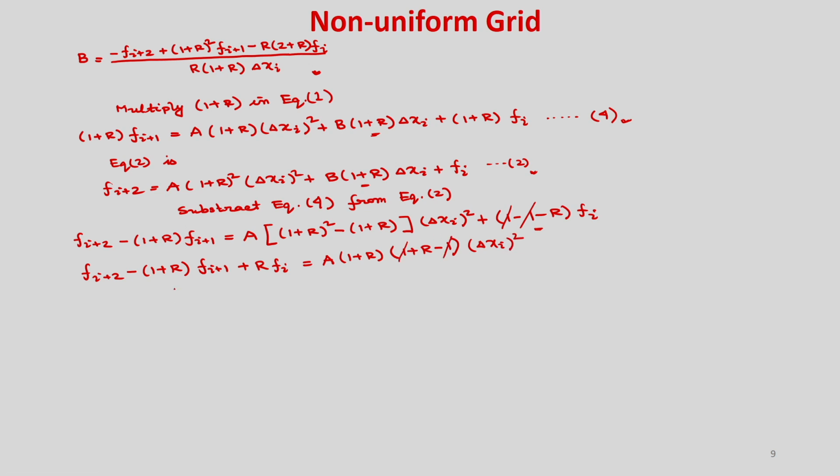So, you will get the value of a as f(i+2) minus (1 plus r) f(i+1) plus r fi divided by r into (1 plus r) into delta xi square. So, now we have found the values of a, b and c. Now, let us find the values of first derivative and second derivative.